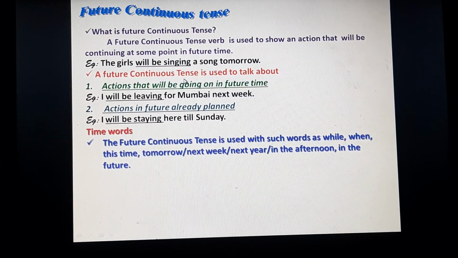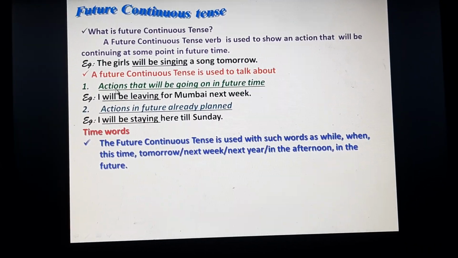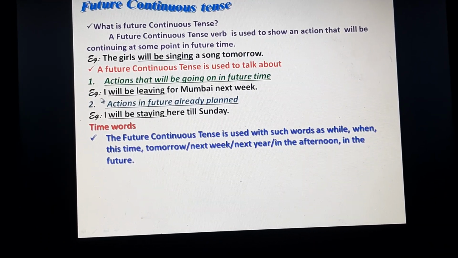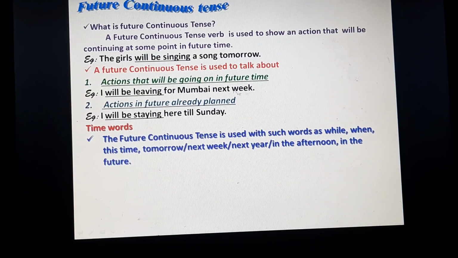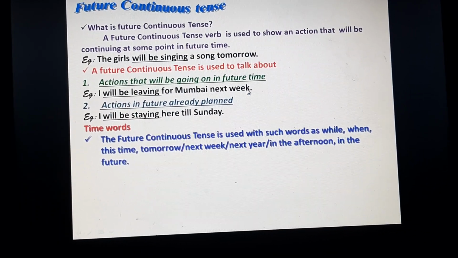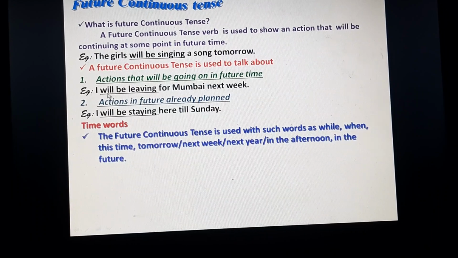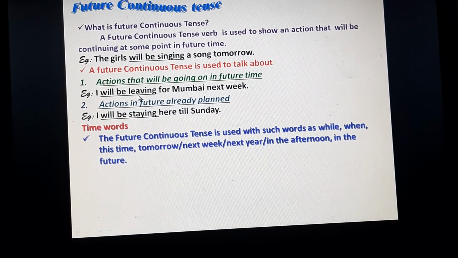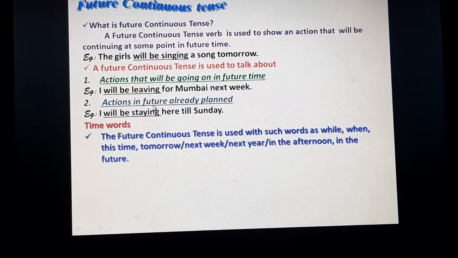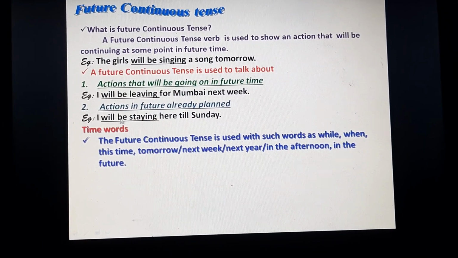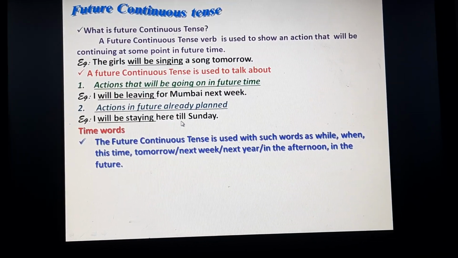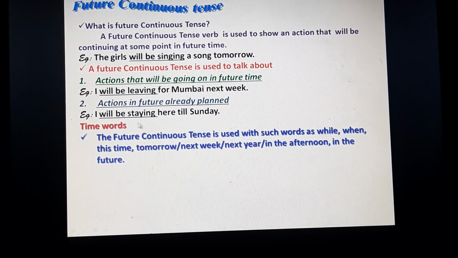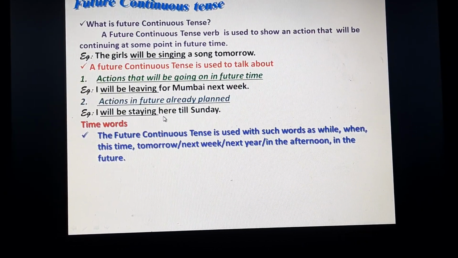A future continuous tense is used to talk about actions that will be going on in future time. Example: I will be leaving for Mumbai next week. So, next week tells us that it is future time and the action is continuous. Therefore, it is called the future continuous tense. Actions in future already planned: I will be staying here till Sunday. So, this is a planned future action. The verb will be in the future continuous tense.